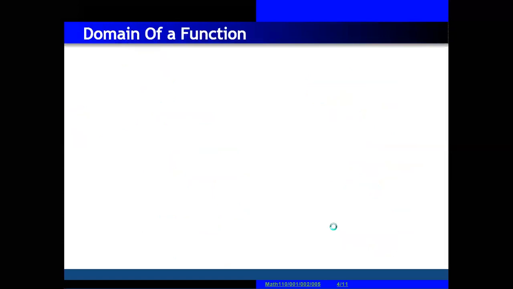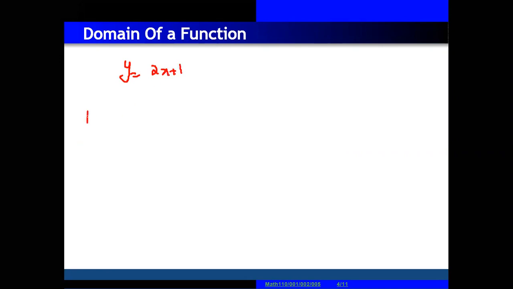The new topic is domain of function. So domain of function is given. How can you find the domain of a general function? You know that we have this function 2x plus 1, and you know what the domain is and what the range is.